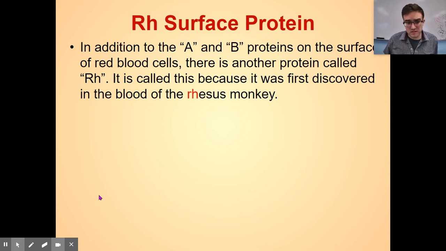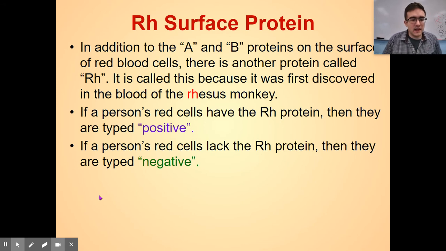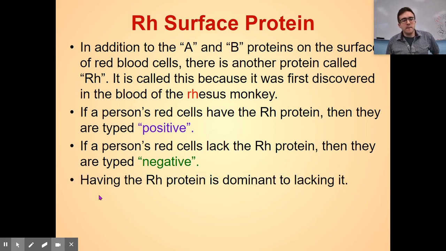And we call it Rh because it was first found in the rhesus monkey. So we just say Rh factor, the Rh surface protein. So if they have the protein, we say they're positive. So the protein's found on the surface of their red blood cells, they're positive. If they lack the protein, then they're negative. So they don't have it in the negative.